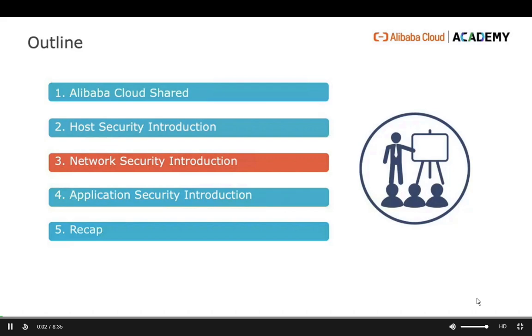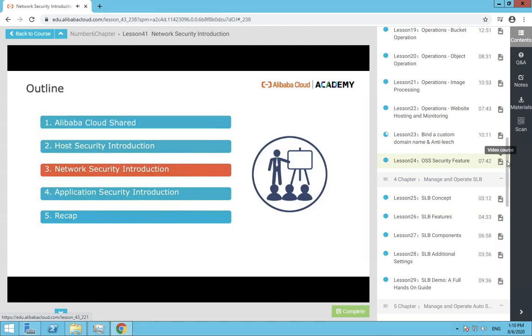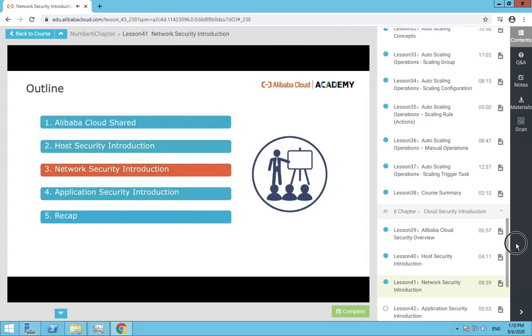Now let's look into another section, network security. In this section, you will be able to understand what the most dangerous network security attacks are and how we prevent them with the product Anti-DDoS.